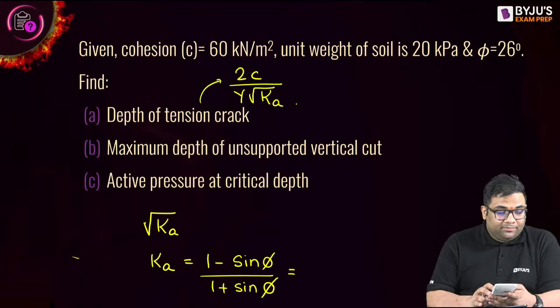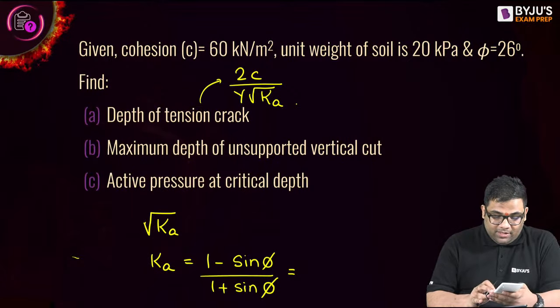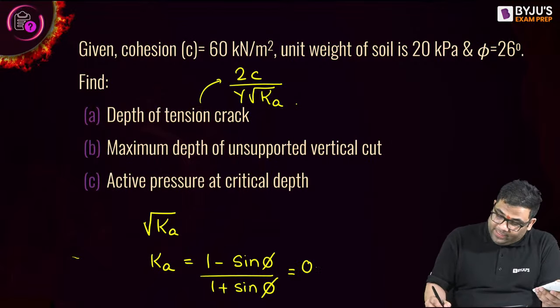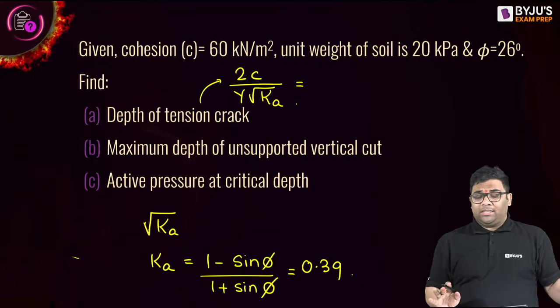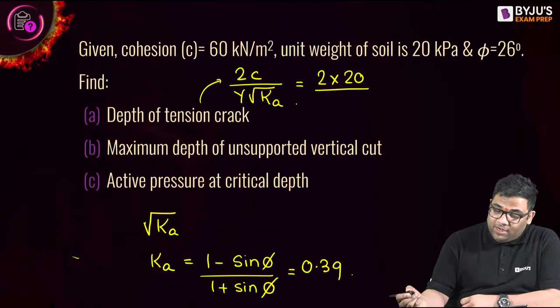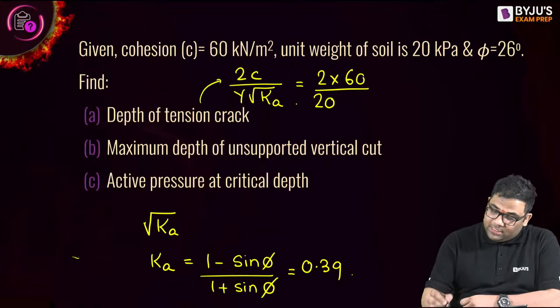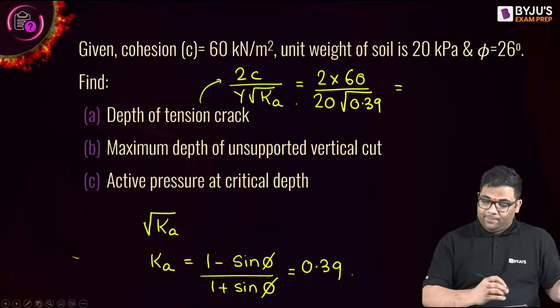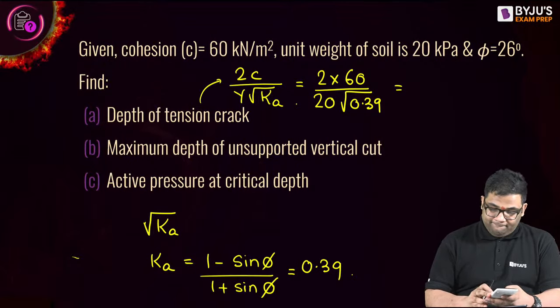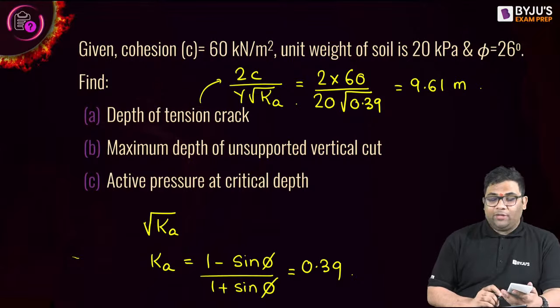So how much are we getting for Ka? 1 minus sine 26 divided by 1 plus sine 26. I'm getting Ka as 0.39. Put it here. This is a very straightforward question. Actually, in this question, we're solving two questions. So this is 2 into C, which is 60, divided by gamma, and root 0.39. I'm getting 9.61 meter. Very good. So, first answer we have got.